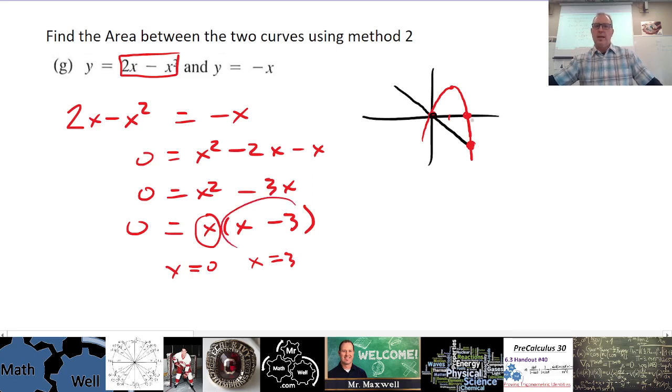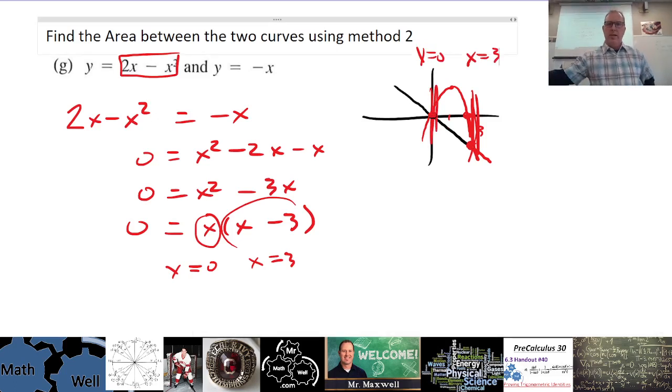So that means we're going to go all the way, 1, 2, all the way to 3. This is not to scale, I guess, but 1, 2, and then it'll be 3 down here somewhere. So we're going to go from x equals 0 to x equals 3. All right, so we know the parabola is always on top. So let's do method 2.